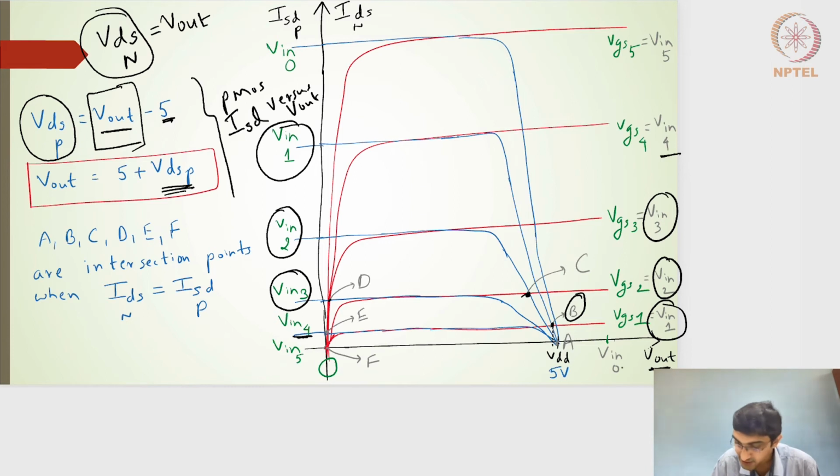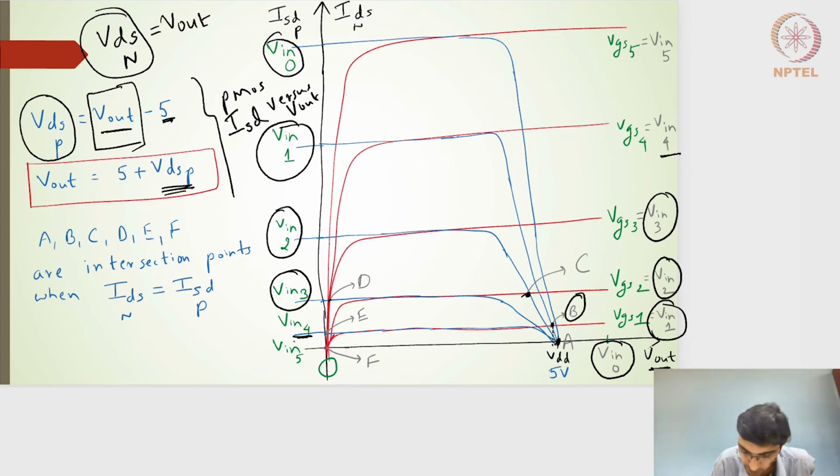And if it is 0 volts, the NMOS current is anyway 0. So the PMOS current should always intersect at the 0 line. So the point A is nothing but having a current of 0, and the output voltage is nothing but the VDD of 5 volts.